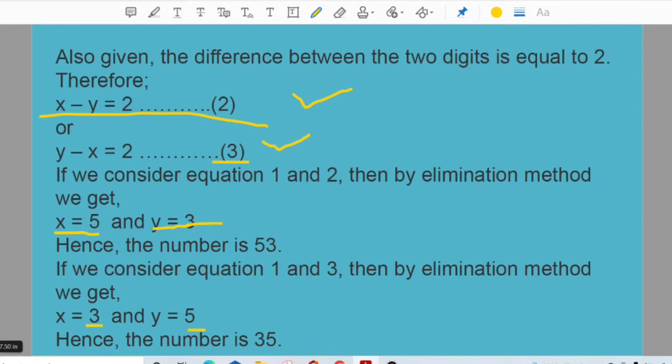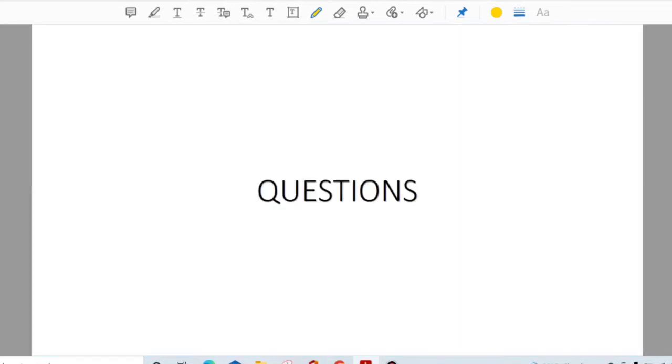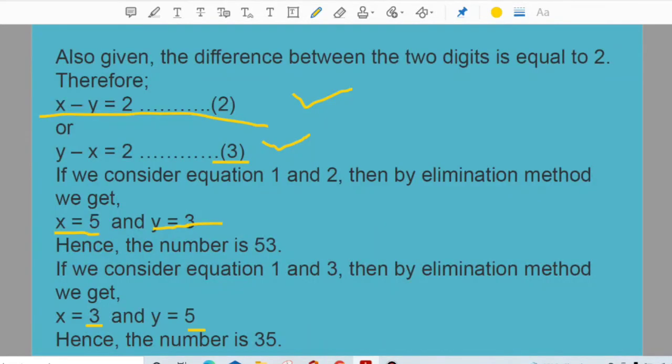Okay, so this is the equation that we have solved. x equals 5, y equals 3, and vice versa, x equals 3 and y equals 5. So the number is either 35 or 53. We have got two answers here, and that's not a problem. We'll get an option there in the question.